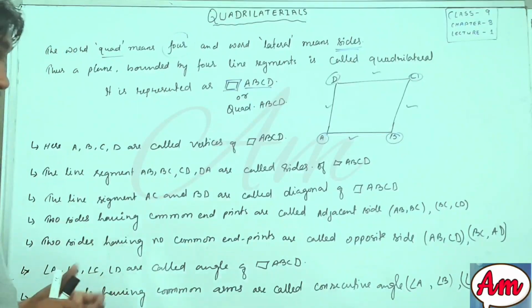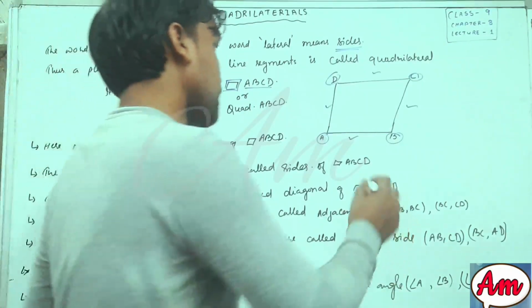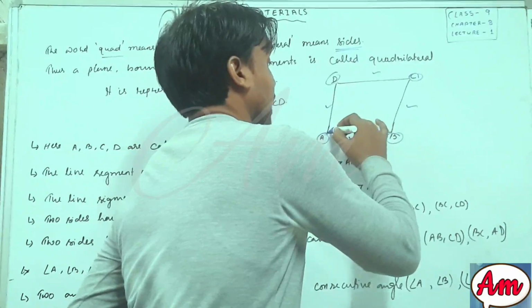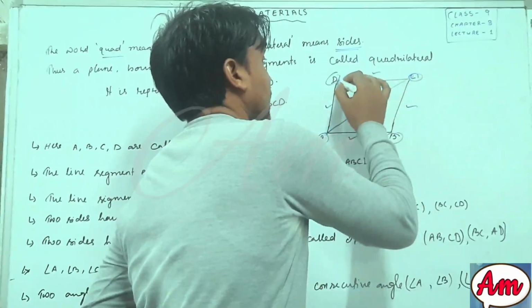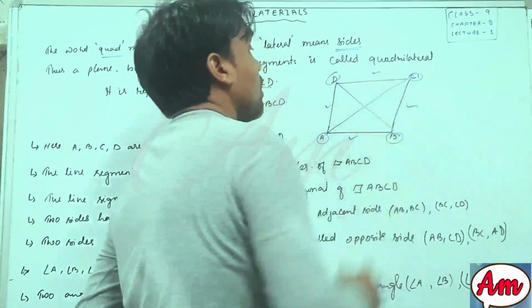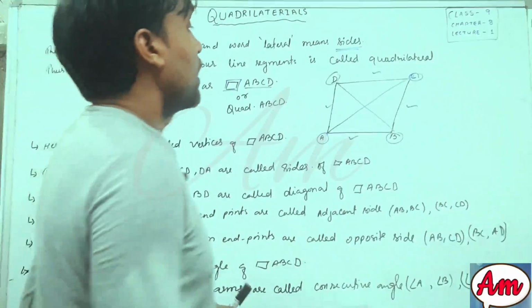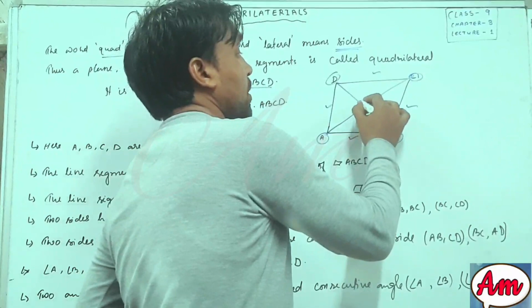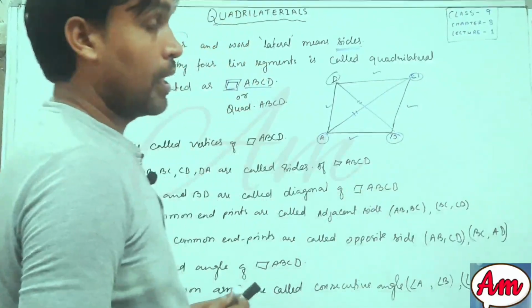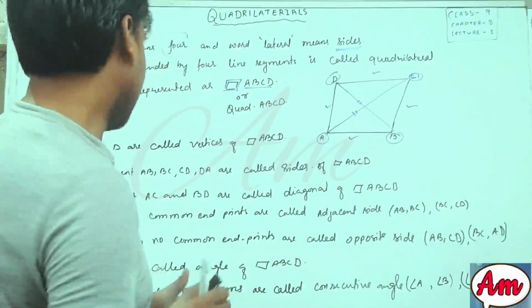Next, the line segment AC. Here also we can draw one line segment like this, AC. Another line segment can be BD. The line segments AC and BD we call diagonals. The blue color line segments are called diagonals.